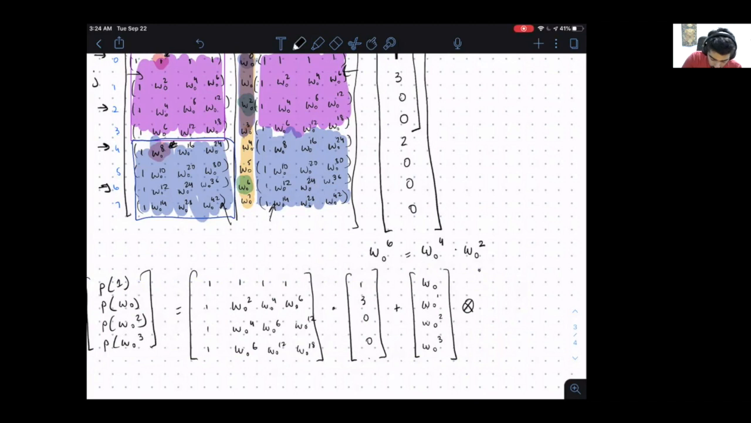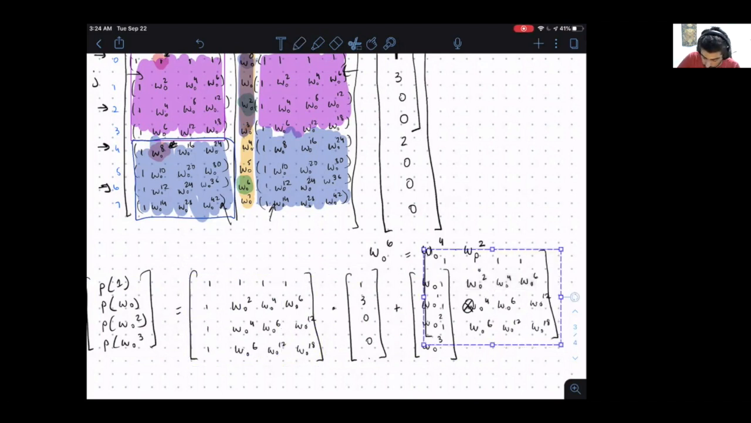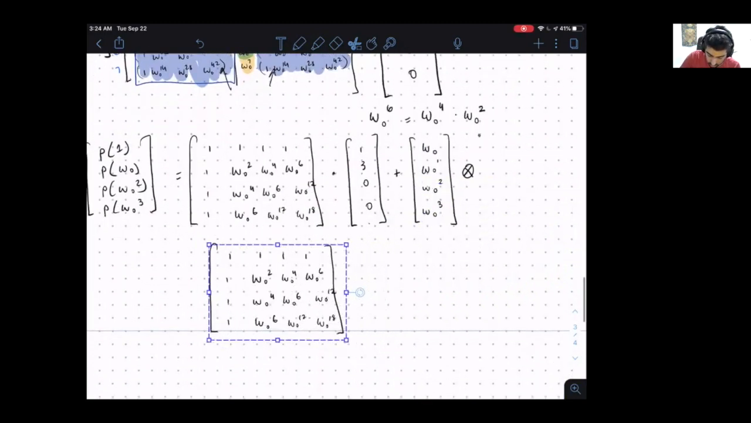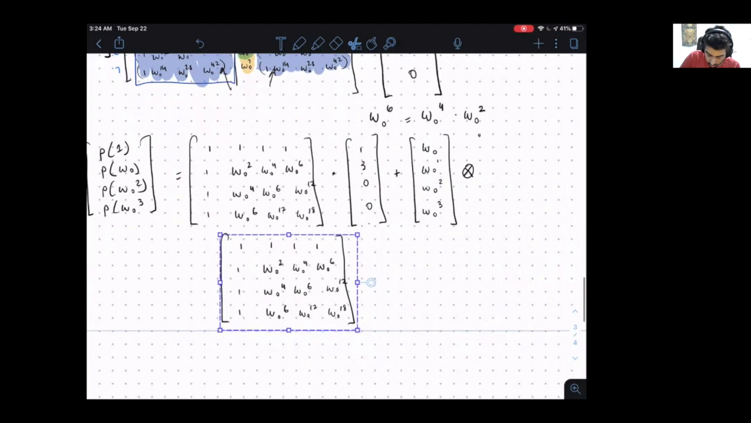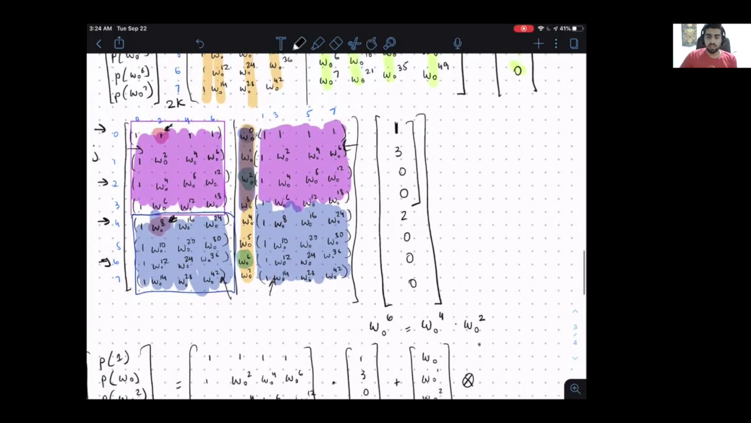Pairwise multiplied by the same computation, but taking this building block matrix, and I'm going to move this down actually, taking this building block matrix and multiplying it instead on the odd terms. And let's take a second to convince ourselves why this is the case.